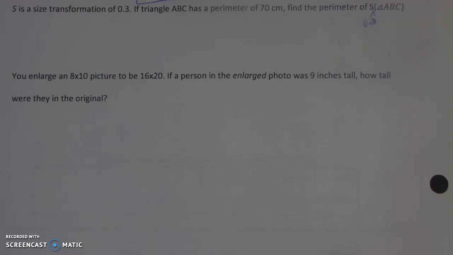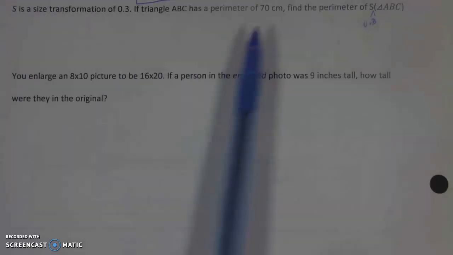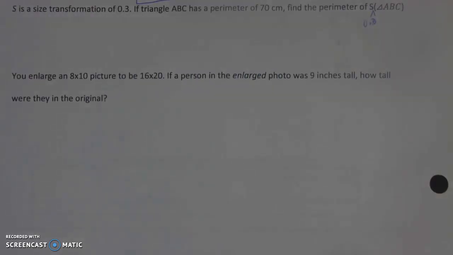Good morning, everyone. Today we're going to pick up where we left off. Now, if you want the note sheet, this is just the lower part of the note sheet from yesterday.